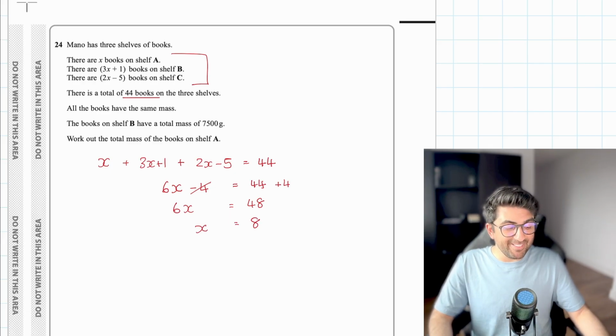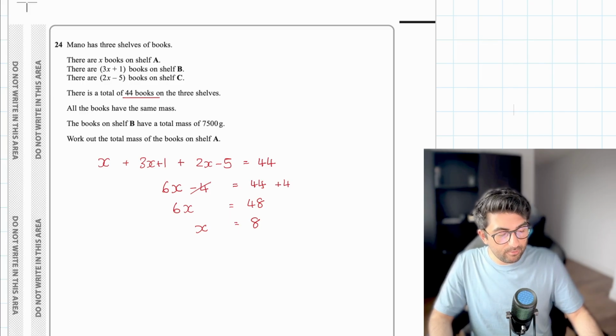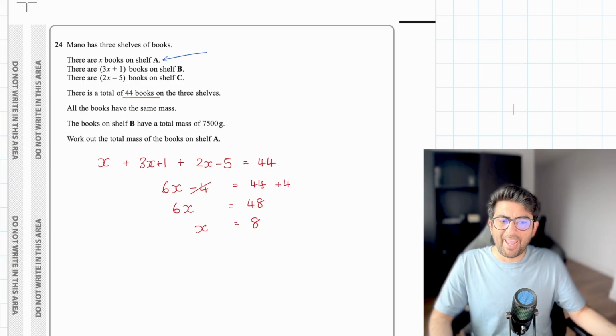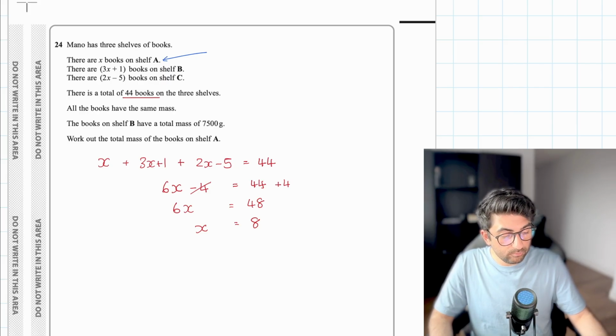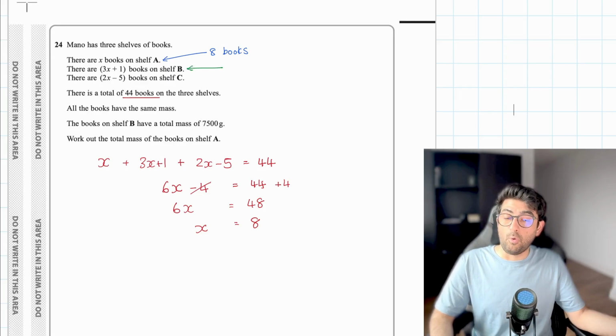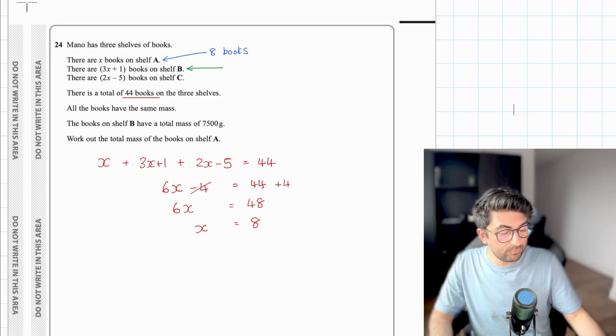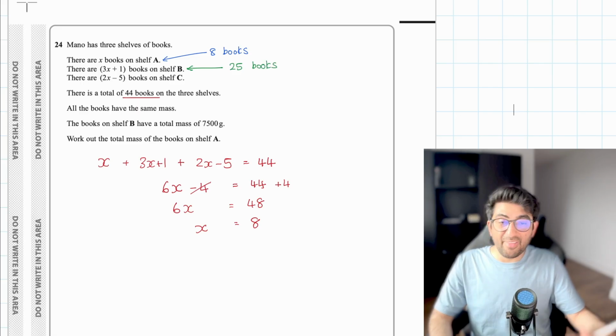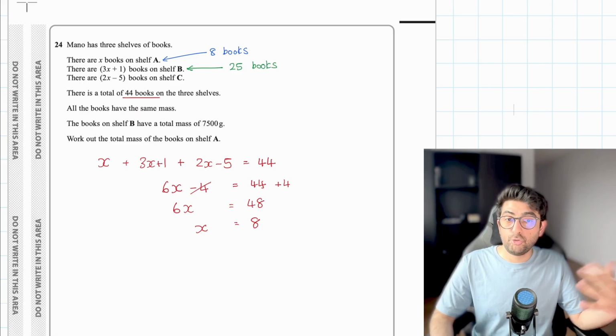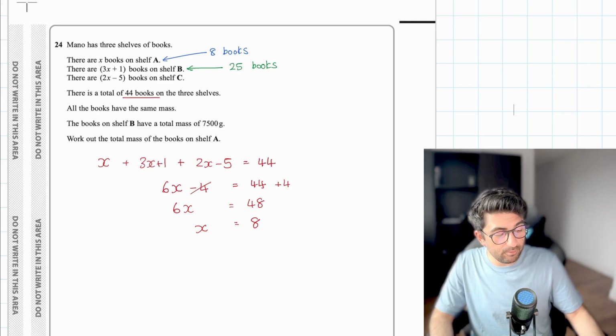So if x is 8, how many books are on shelf A? Well, there's only x, so x is 8, so that's 8 books for shelf A. How many books on shelf B? That's 3x plus 1. X is 8, times it by 3 is 24, plus 1 is 25. And then how many books are on shelf C? 2x minus 5. X is 8, times by 2 is 16, take away 5 is 11.